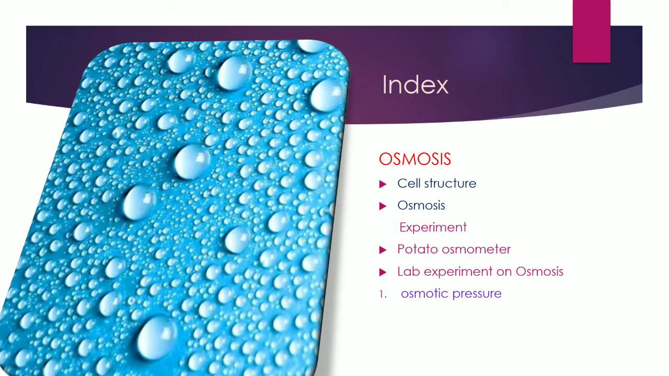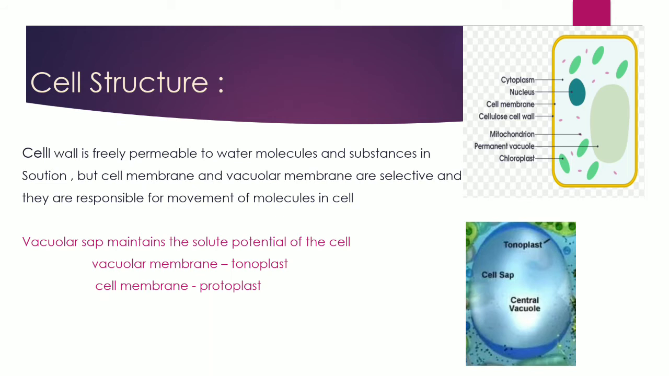Hi everyone, now we are going to learn about osmosis. In detail: cell structure, osmosis, and two experiments on osmosis, that is the potato osmometer and a lab experiment on osmosis, which also explains the osmotic pressure. Now comes the cell structure.